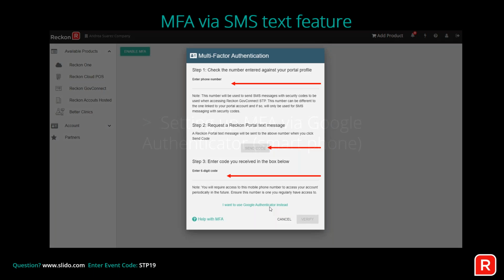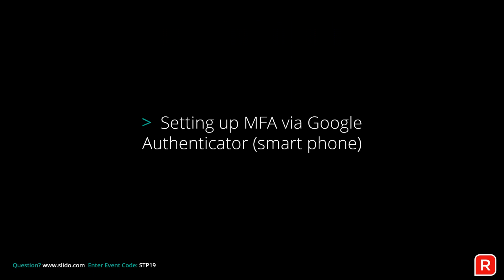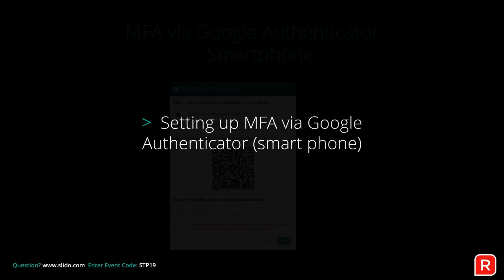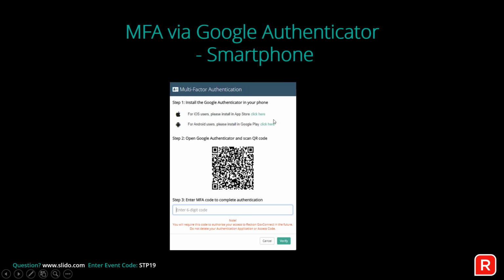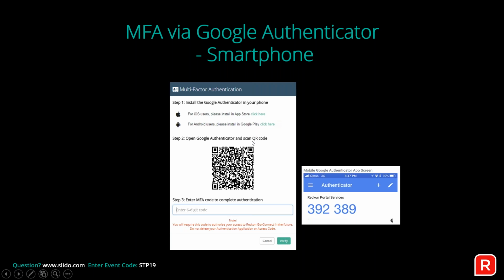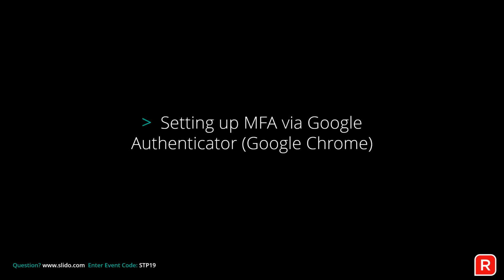instead. Which brings me to the next option, which is setting up MFA using Google Authenticator. Once you've installed Authenticator on your phone, again, this is a free application on your smartphone, you launch the app, and what you'll need to do is scan that QR code from your phone. Say, for example, this is my mobile, it'll actually generate a 6-digit code for you to enter, and then you enter in that 6-digit code. Okay, so that's setting up MFA via Google Authenticator.